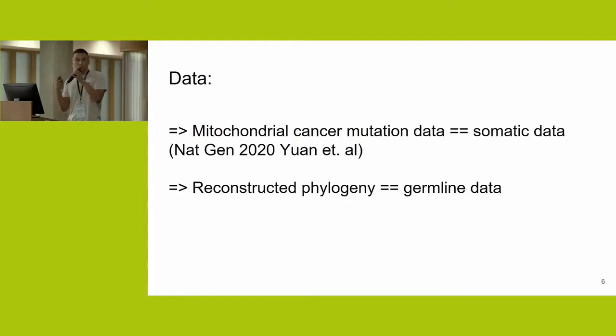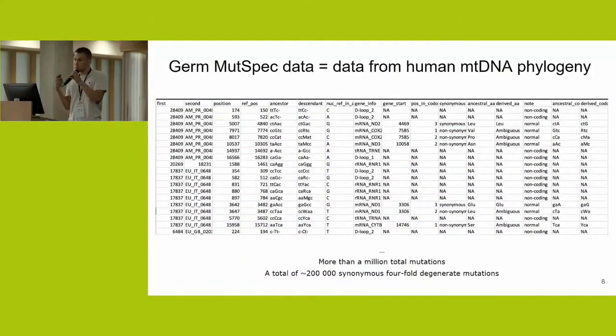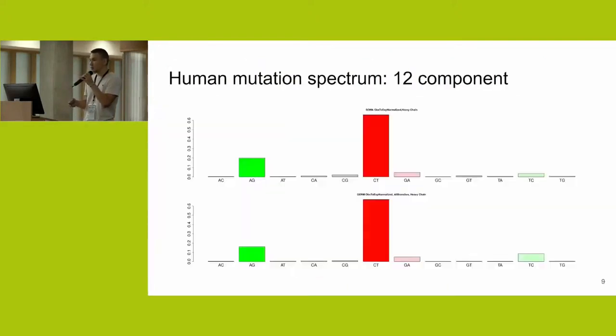We use two data sets. One of them is from cancers, from a paper in Nature Genetics. For the germline, we reconstructed phylogeny. This is our hard pipeline, and I will not talk about it. It is really hard and huge, but special thanks to Igor Chernykh. We got almost 1 million mutations. Then we took only 4-fold degenerate mutations. And let's talk about our results.